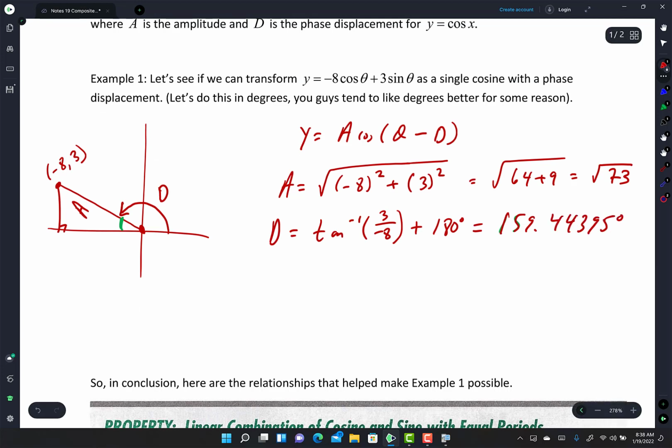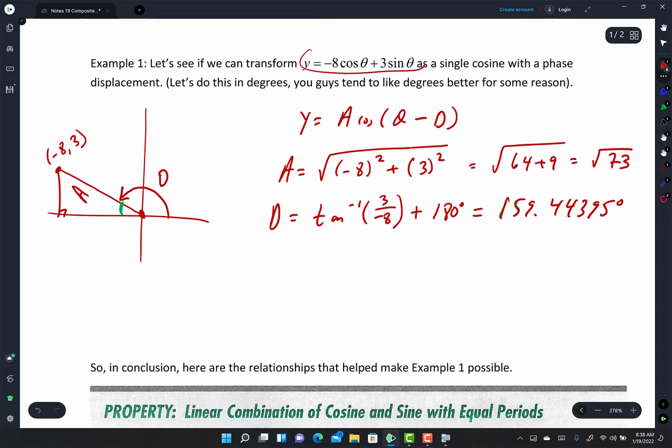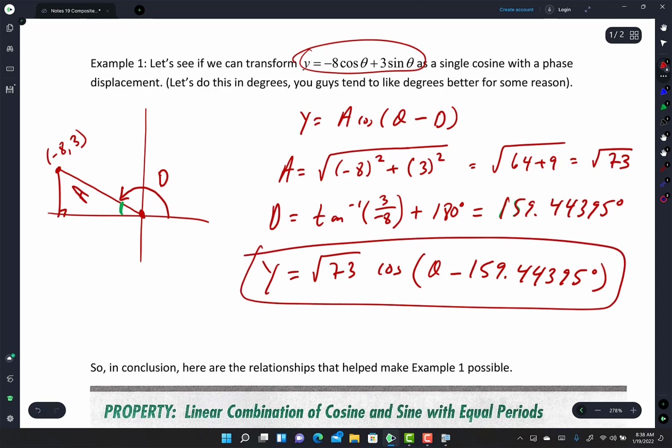So what is your angle that's supposed to be the same as this one? This one right here: y equals square root of 73 cosine theta minus 159.44395 degrees. Close it. And we're going to test to see if this is true. Don't just take my word for it. See if it really is true.